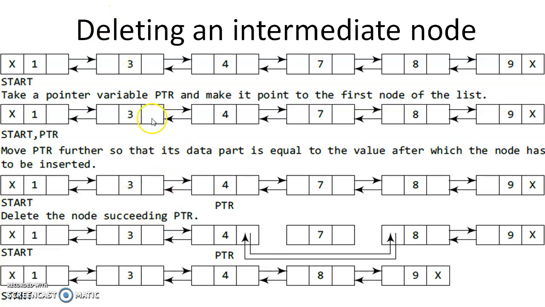Now the pointer is present at 3. Is the pointer of data equivalent to 7? No, pointer of data is not equivalent to 7, it is 3. So the pointer is incremented to the next node, pointer equals pointer of next.